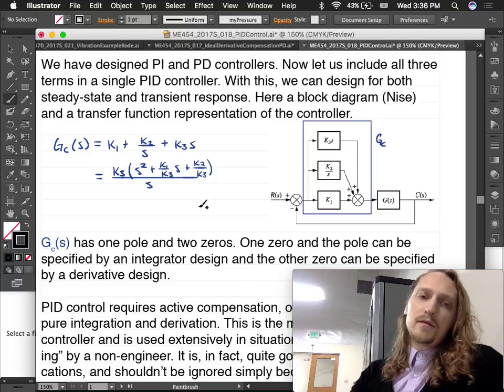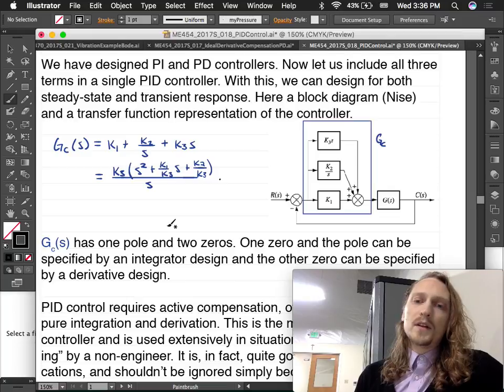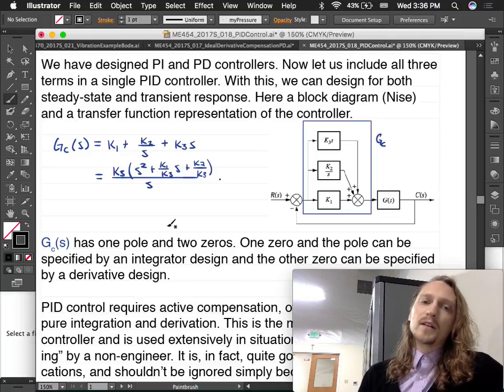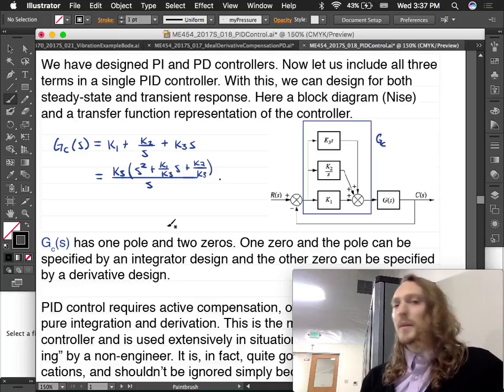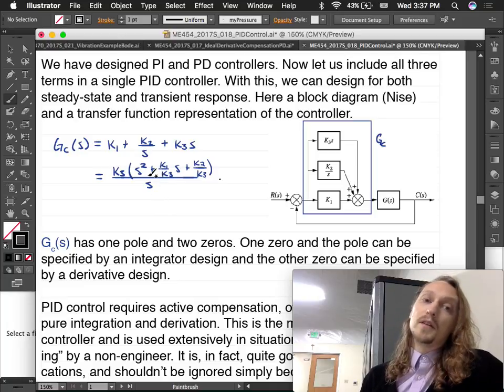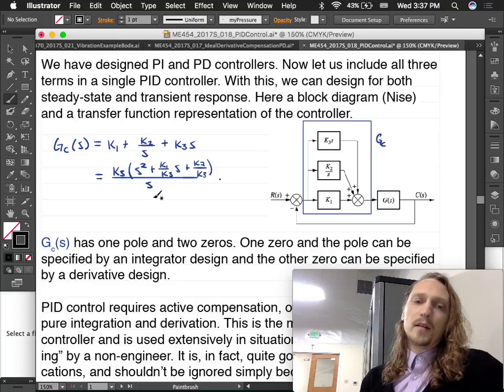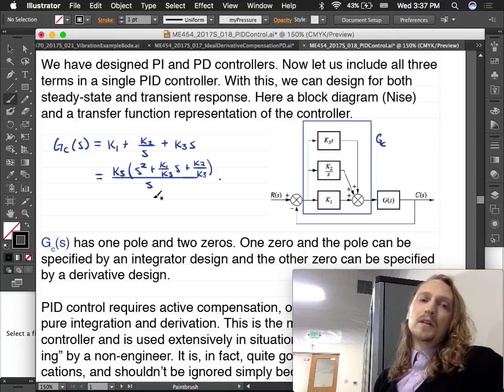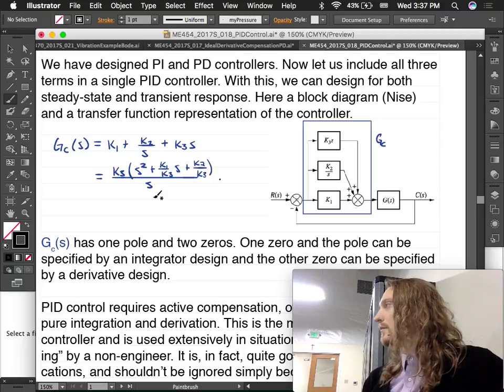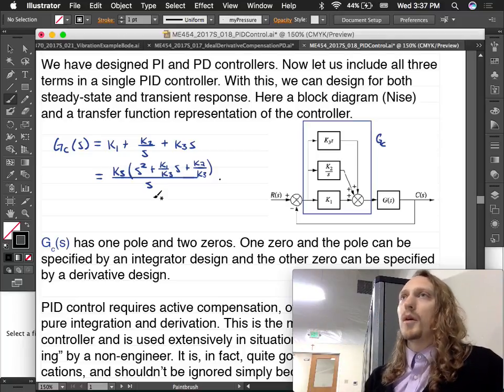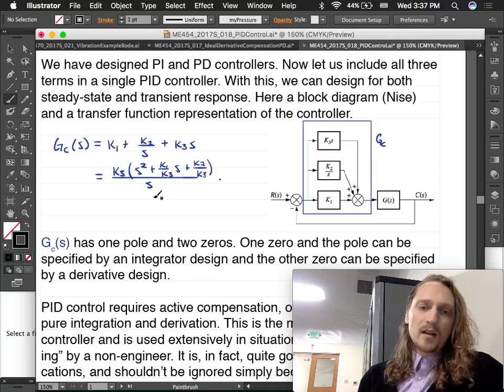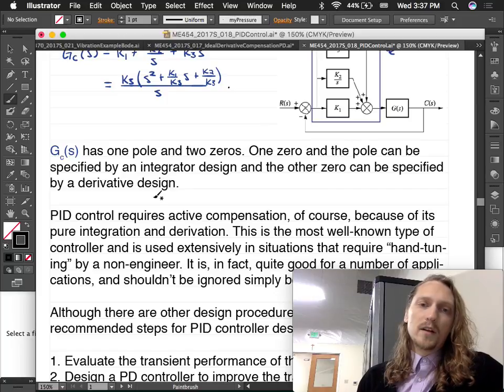So we have one pole in the denominator and two zeros. One zero and the pole can be specified by an integrator design, and the other zero can be specified by a derivative design. So we got to specify the two zeros, and we got to specify the one pole. So we do a PI, and that specifies one of the zeros and the pole, and we do a PD, or we add the derivative, to do the other zero. So we end up with two zeros we've located, and one pole we've located. That's the method of proceeding, or at least the idea of what we want to do.